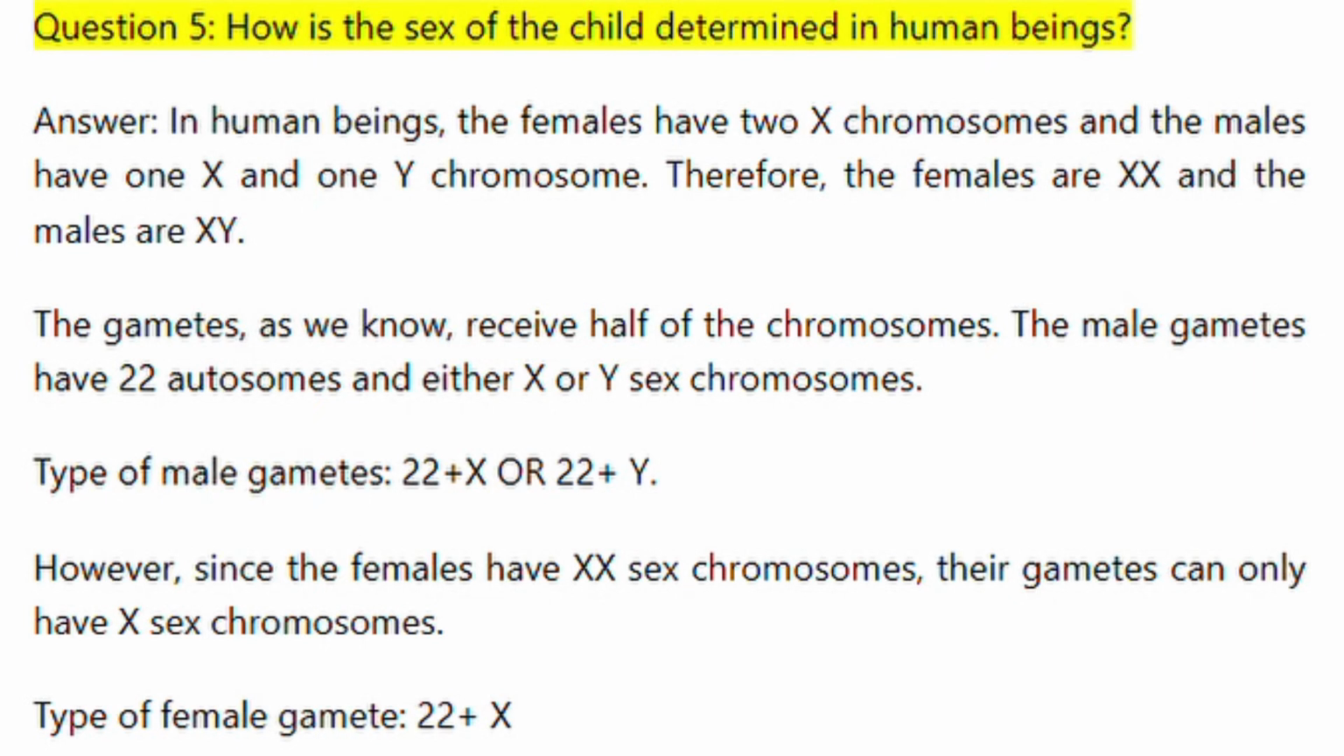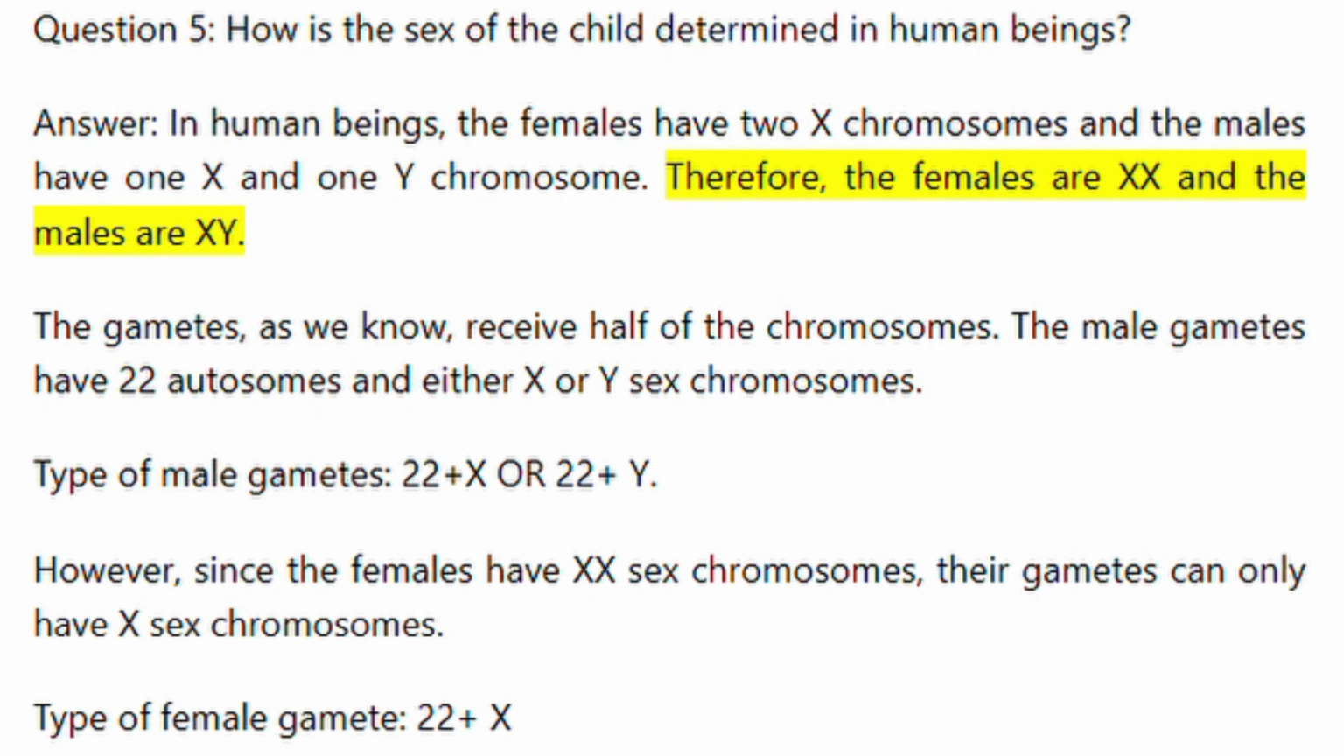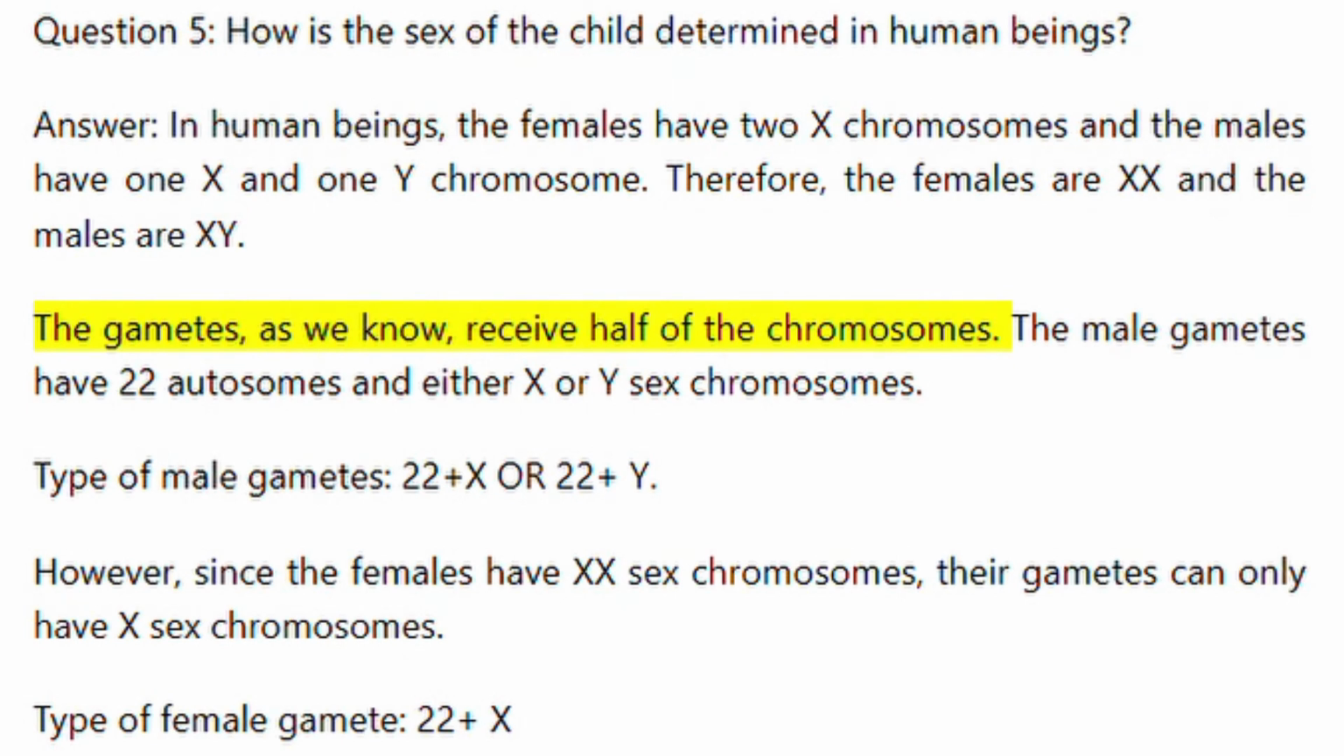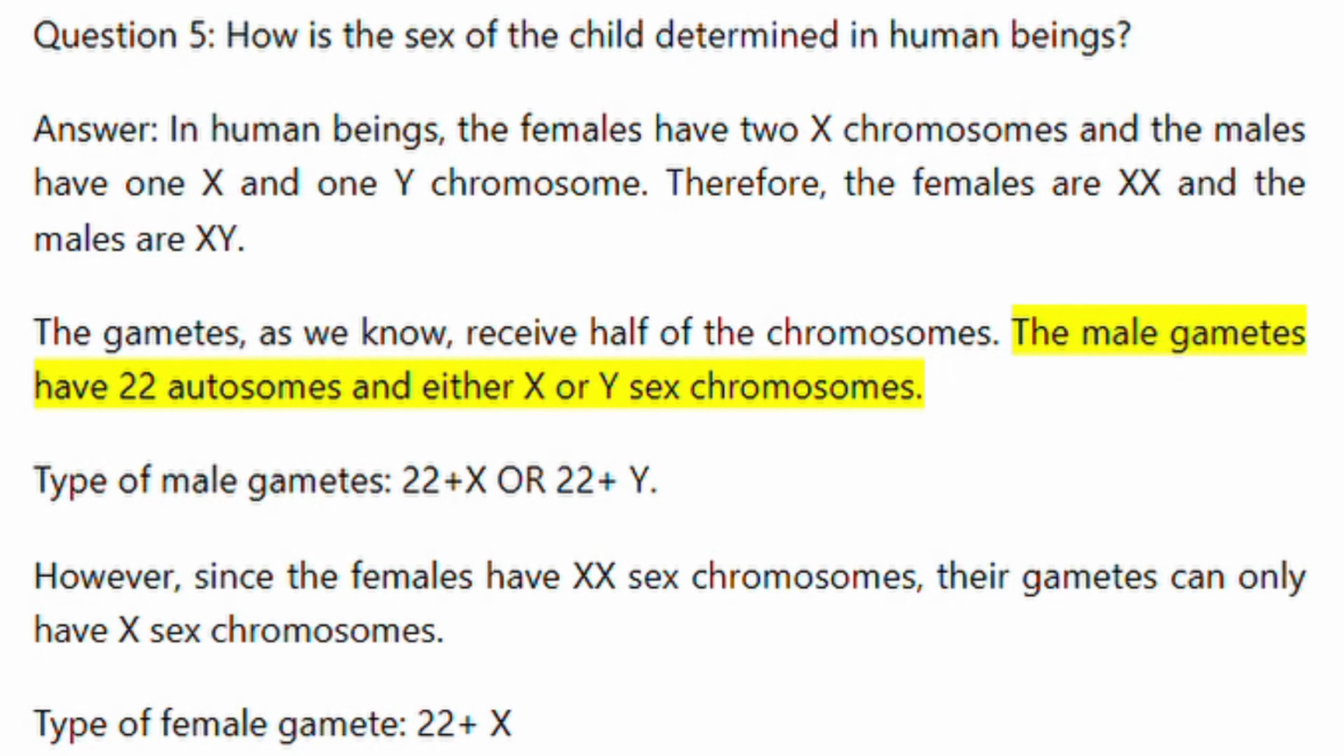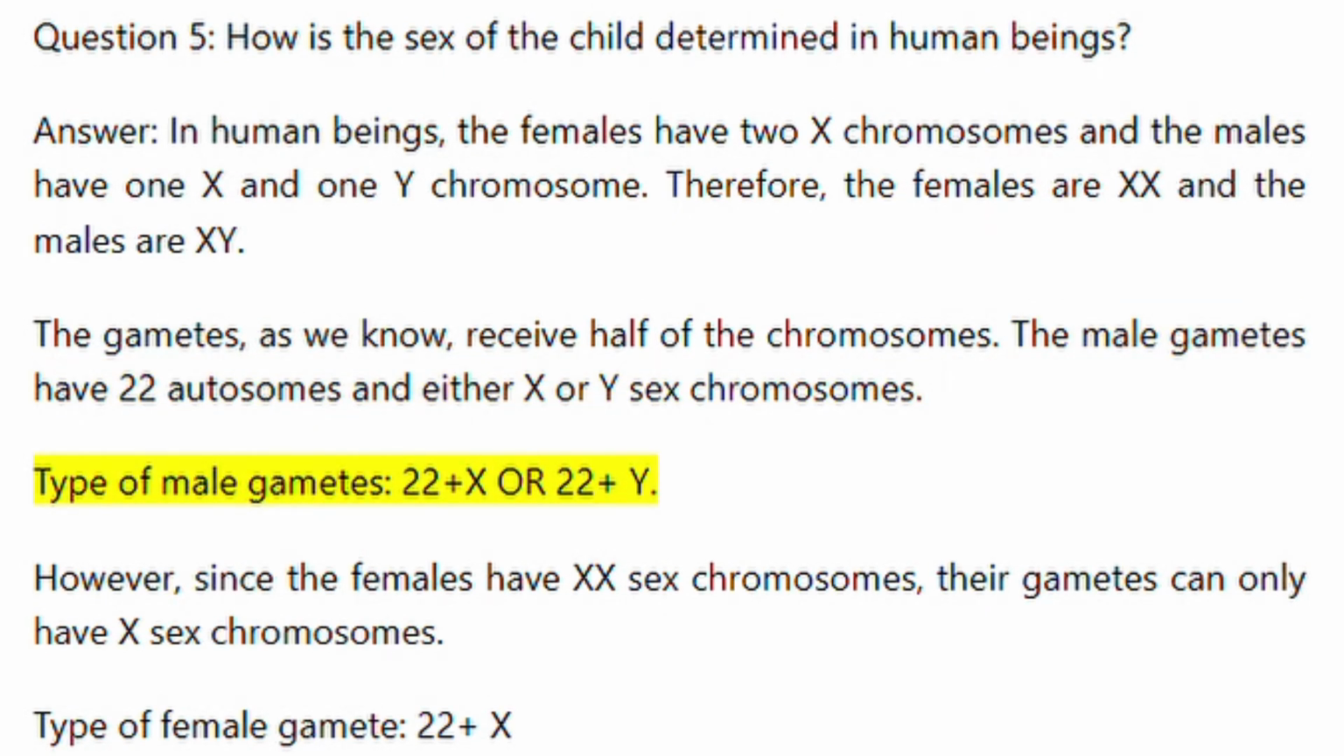Question 5. How is the sex of the child determined in human beings? Answer. In human beings, the females have two X chromosomes and the males have one X and one Y chromosome. Therefore, the females are XX and the males are XY. The gametes, as we know, receive half of the chromosomes. The male gametes have 22 autosomes and either X or Y sex chromosomes. Type of male gametes, 22 plus X or 22 plus Y.